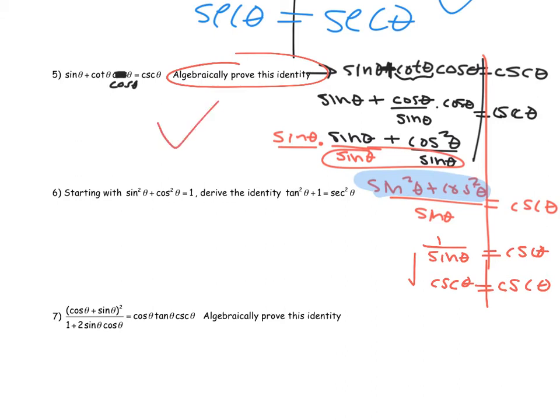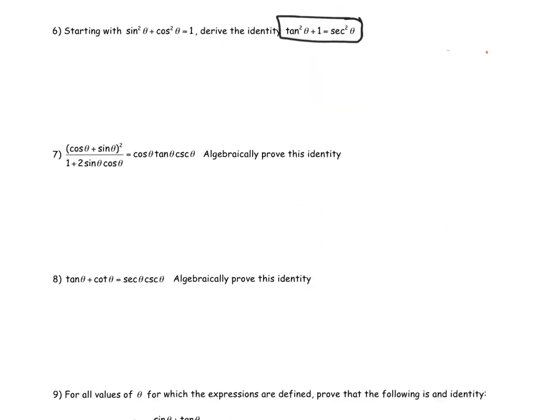Fantastic. Okay, I'm going to clear up some space here just so we can start proving the next identity. So we're going to derive this identity. Ooh, how exciting. Okay, so let's start to derive that identity. So how do I turn sine into tangent?